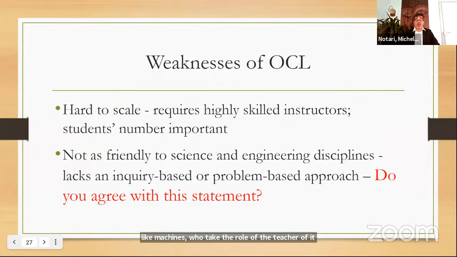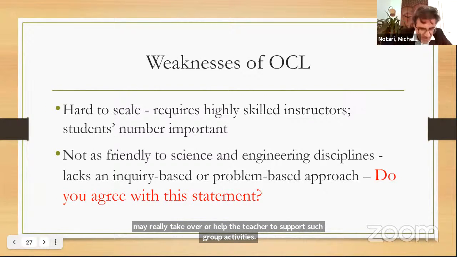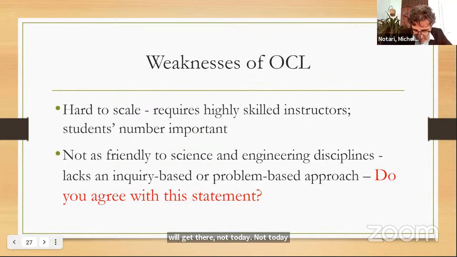And that is something which is actually being worked on. A lot of research is ongoing into intelligent tutoring systems and artificial intelligence, which may take over or help the teacher to support such group activities. I think we will get there, but not today, not tomorrow. I think it will take at least 10 or 20 years till we have such intelligent machines, able to scaffold, support, and evaluate such complex collaborative learning and knowledge building activities, so that the human teacher, the human tutor, becomes obsolete.